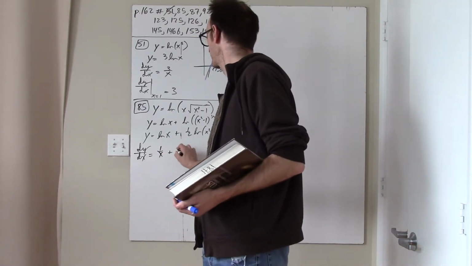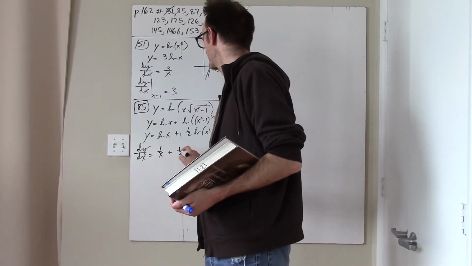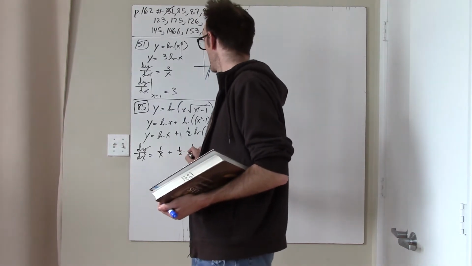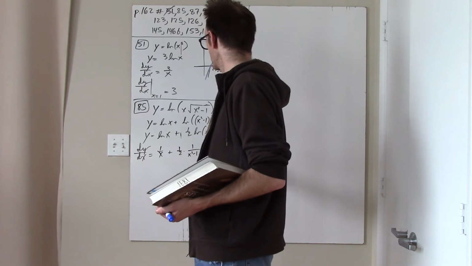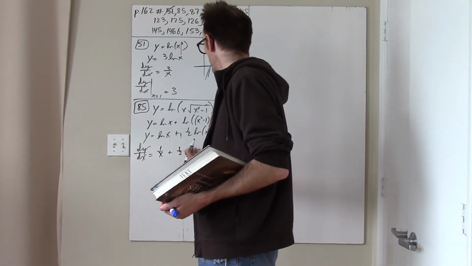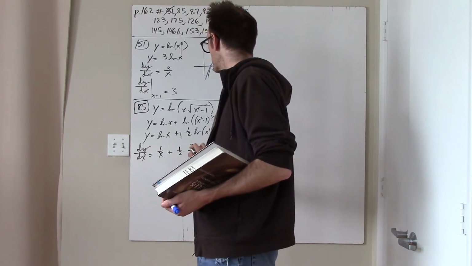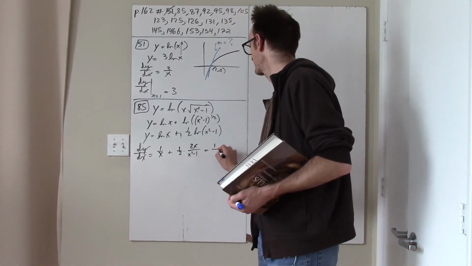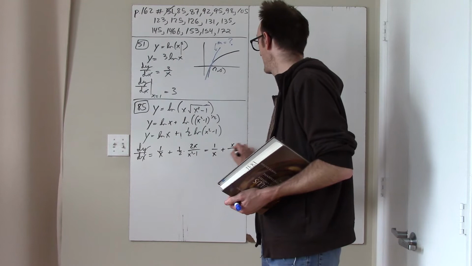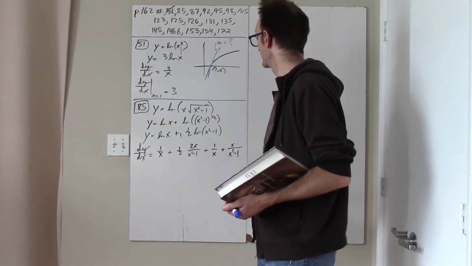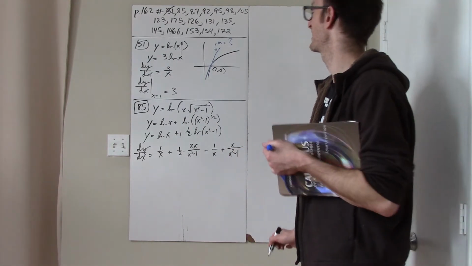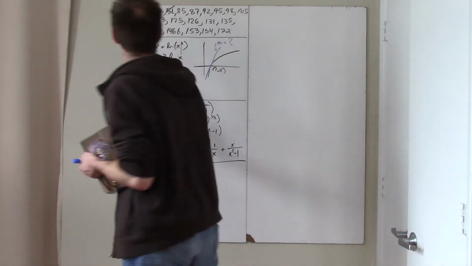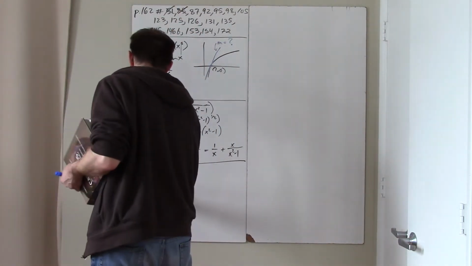And this is 1/2 times the derivative of ln of something is 1 over the something, back inside for the derivative of something. So that is 2x. And that's probably what you'll see in the back of the book is 1 over x plus x over x squared minus 1. Maybe they get a common denominator, but that doesn't seem important. All right, doing all the homework.